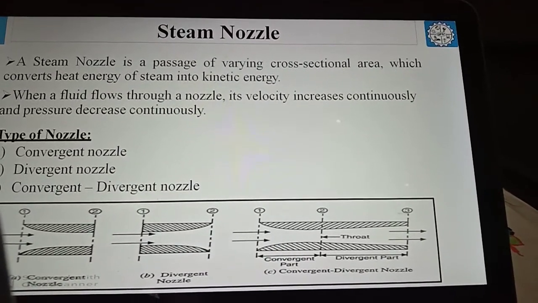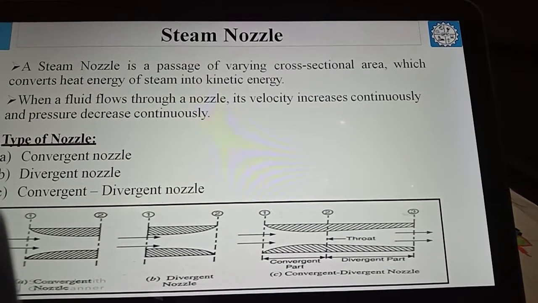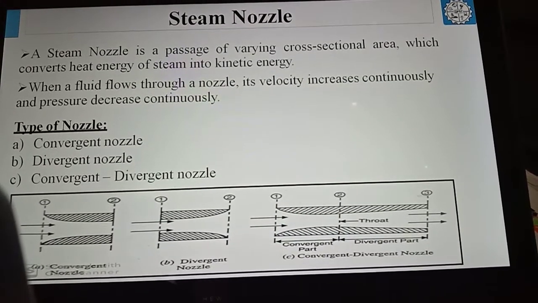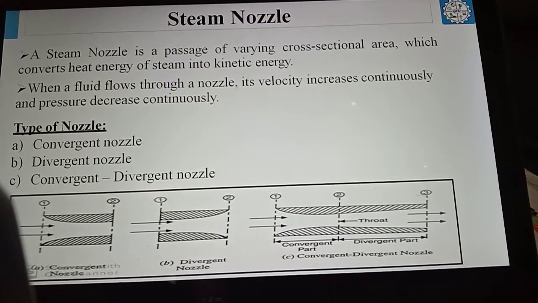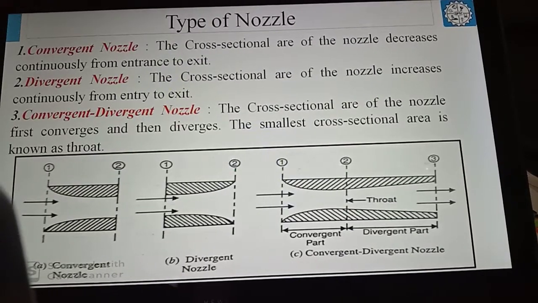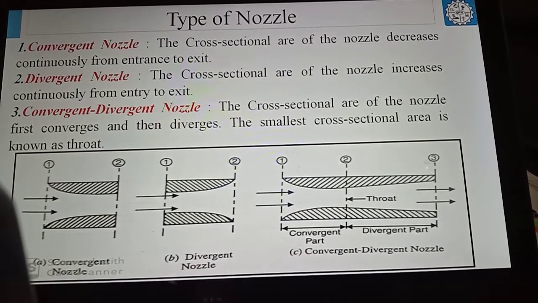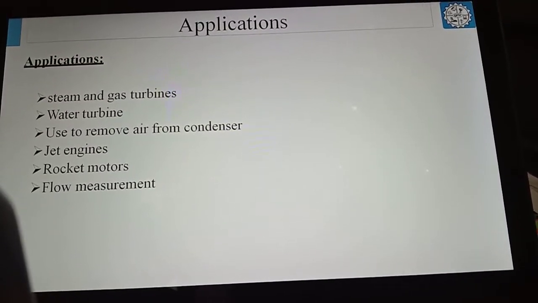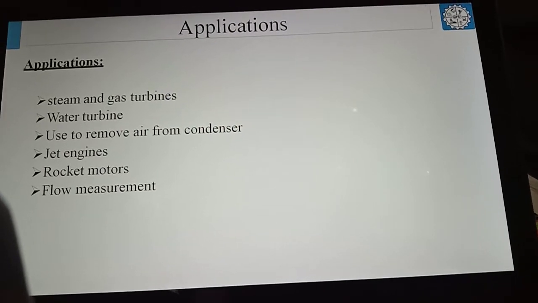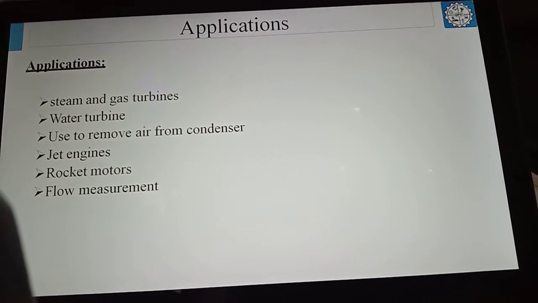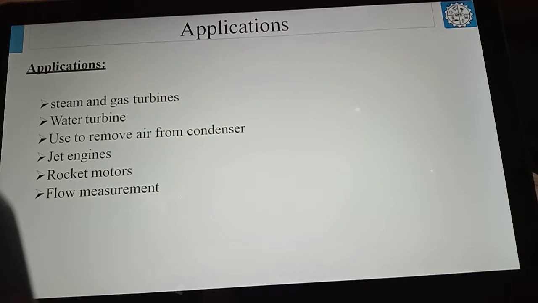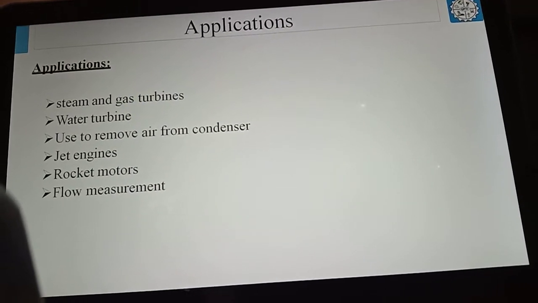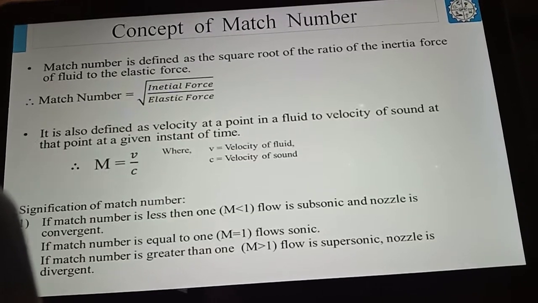One is convergent nozzle, another is divergent nozzle, convergent nozzle, divergent nozzle. So you can see this in this diagram also. So these are the types of nozzles. Application part I am covering here. It is useful in steam and gas turbines, water turbine, used to remove air from condenser, jet engines, rocket motors, and flow measurement.